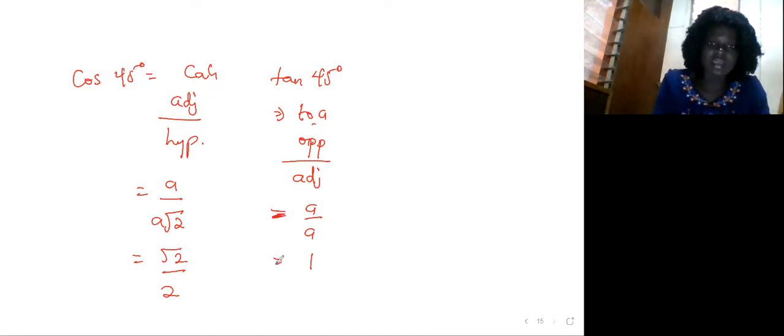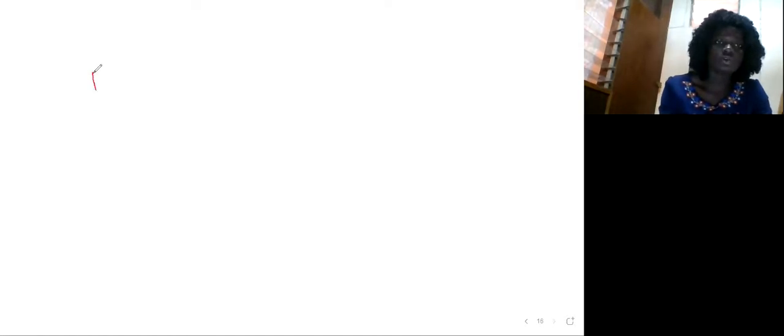Okay. Excellent. We are done for the 45, 90 degrees triangle, or 45 right angle triangle. Then we come to 30, 60. So we have this right angle triangle again.